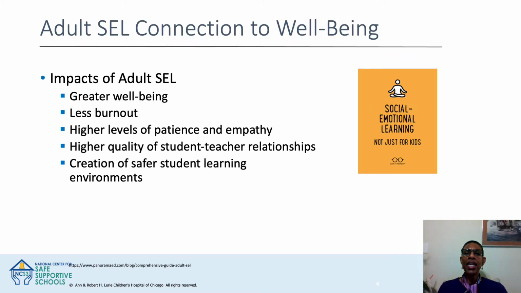We've talked about the many negative impacts of stress on educators and well-being. Research illustrates that adult social and emotional skills not only positively impact students, but also positively affect adult well-being. A few examples. Adults who recognize, understand, label, and regulate their emotions are less likely to report burnout, demonstrate higher levels of patience and empathy, encourage healthy communication, and create safe student learning environments.